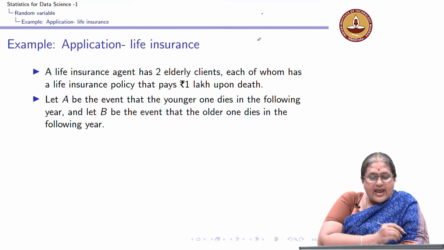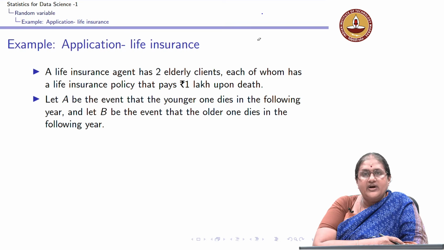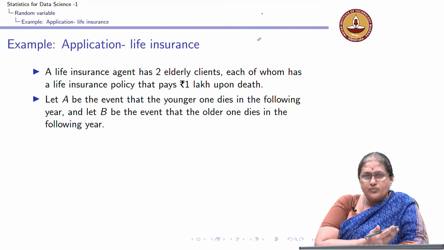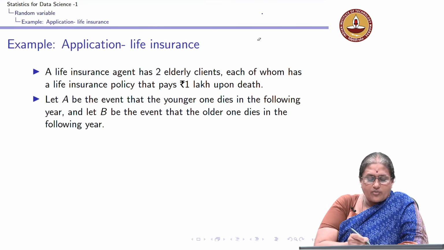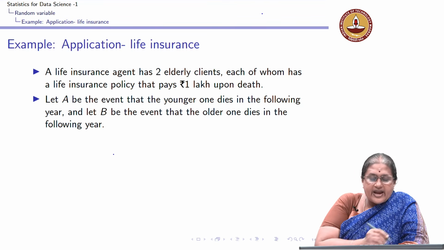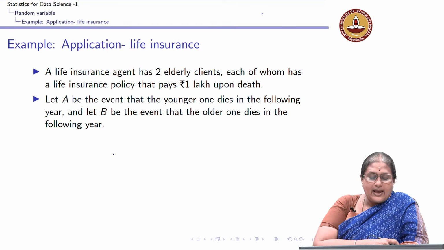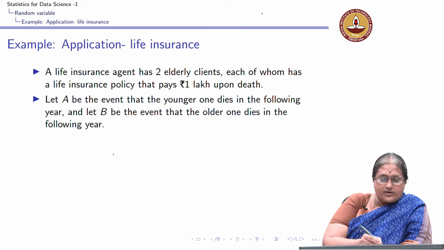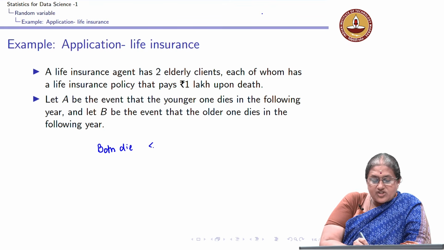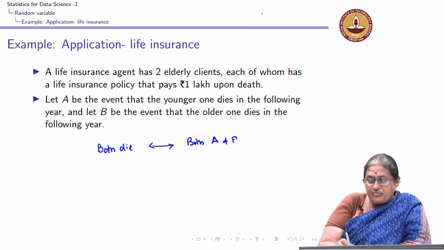So now let A be the event that the younger one dies. Between the two of them, I assume one is older and one is younger. So I let A be the event that the younger one dies in the following year, and B the event that the older one dies in the following year. So what are the outcomes? The outcome is both die. This corresponds to both events A and B happening.